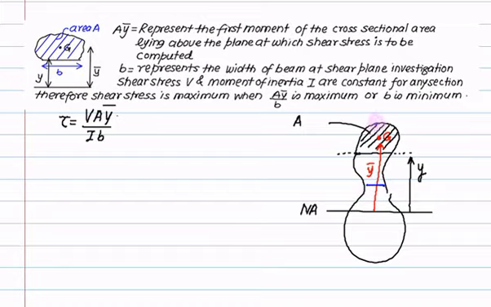What about the top point? Area is zero. So what is the shear stress at the top? It will be zero. And what about the neutral axis? Is the area maximum, either from the top side or from the bottom side? Is it correct? So shear stress is maximum at the neutral axis, and the shear stress is zero on the outer fiber. Whereas the bending stress is maximum on the outer fiber and has the least value on the neutral axis.